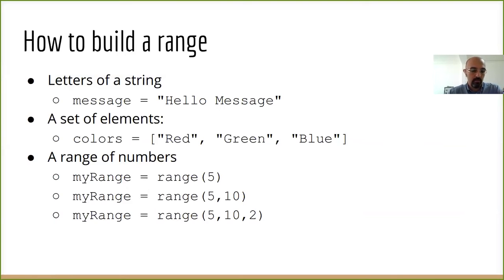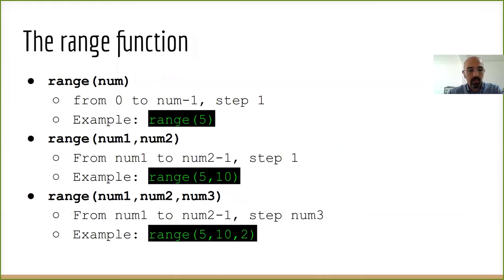We have a method called range that takes in input 1, 2, or 3 variables, and that generates a sequence. So in the first case, range with a single input variable will generate a sequence of numbers from 0 to n-1. So if we write range 5, it will produce 0, 1, 2, 3, 4.